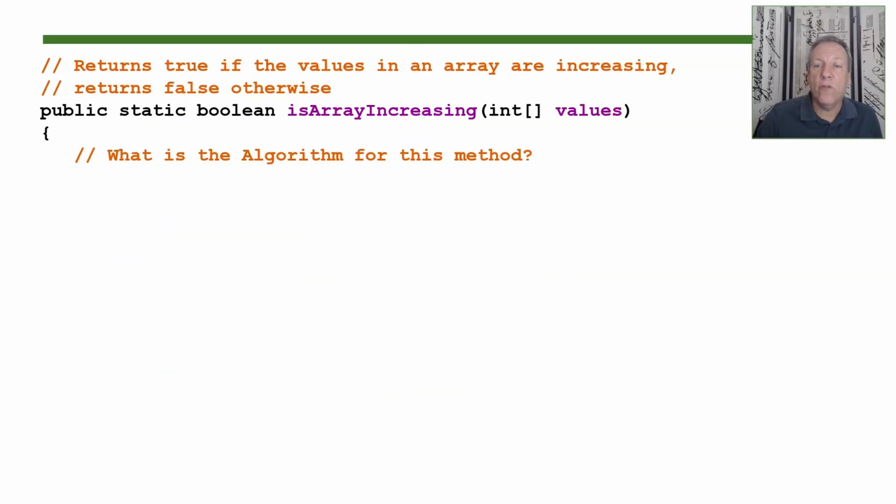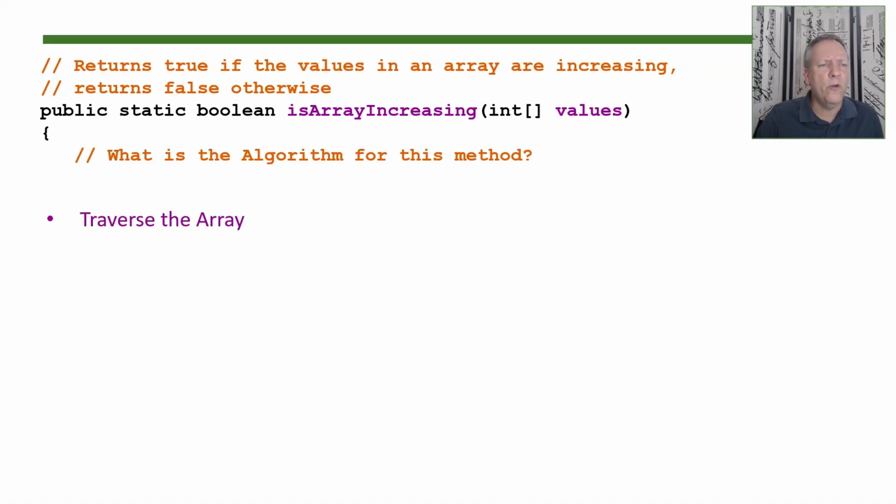Let's implement an algorithm that involves accessing consecutive pairs of elements in our array. So this method accepts an array of integers called values, and we want to determine if the consecutive values are increasing as we traverse through the array. So let's discuss the steps for this algorithm first, and then we'll implement the algorithm.